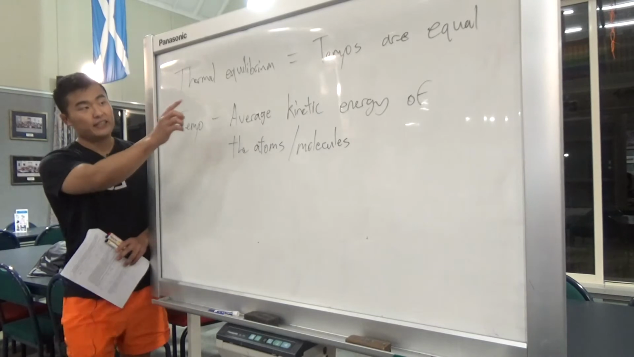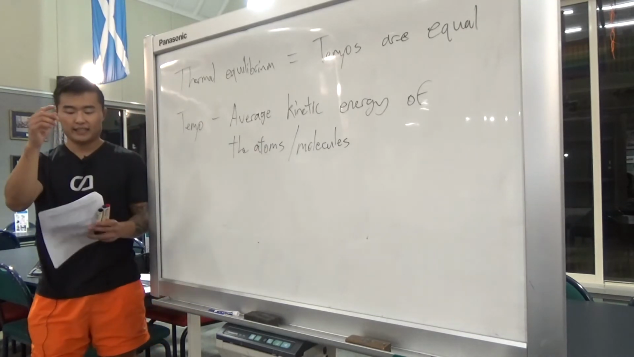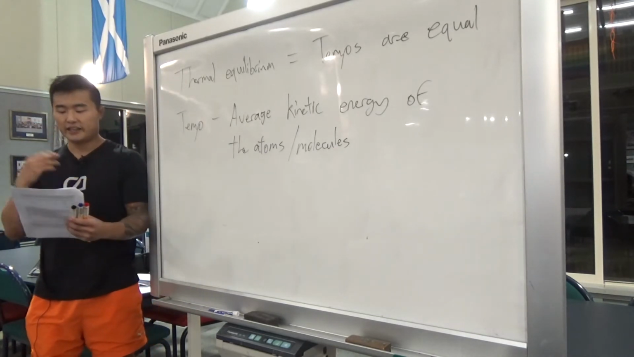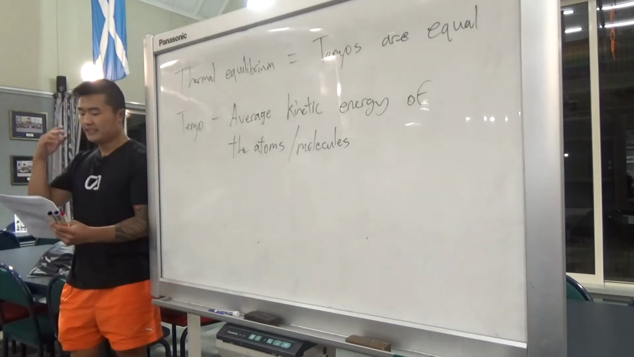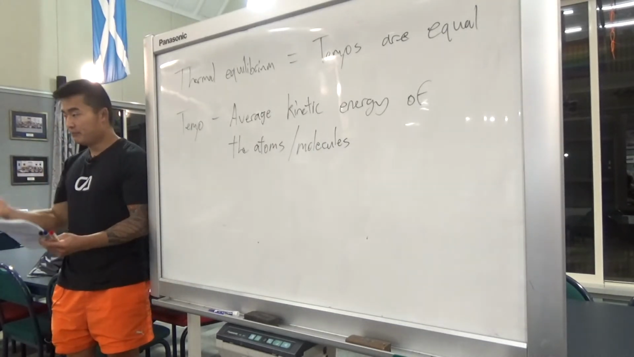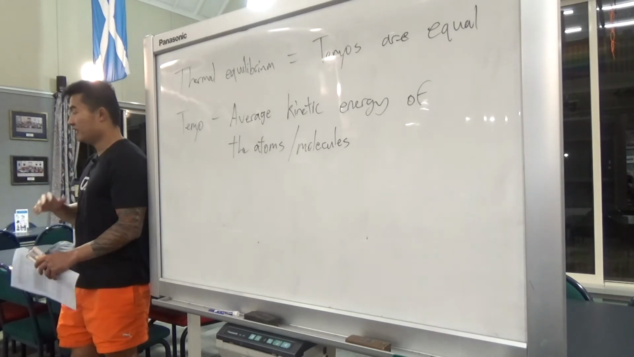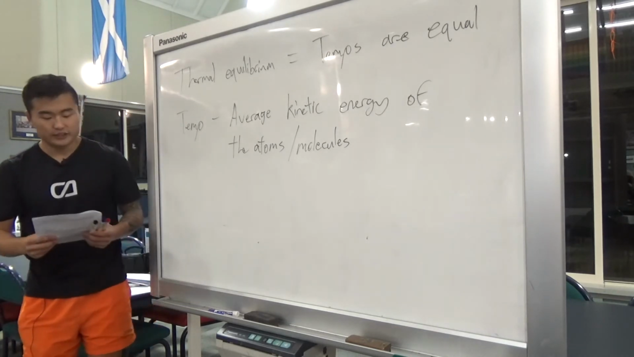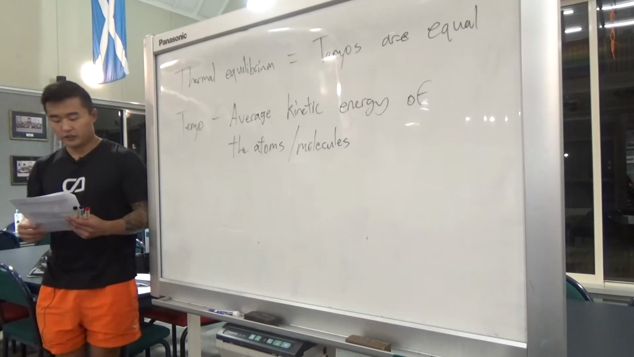So we said that the argon and the neon are in thermal equilibrium, which means they have the same temperature. If they have the same temperature, it means they have the same average kinetic energy. Okay, so C is going to be true.